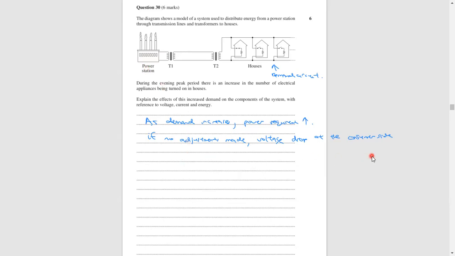All right, so this component will have a voltage drop. And so to account for that, what we often would then need to do is provide more power. Okay, so that would increase the current flow to meet the demand. Okay, the power station will need to increase output.